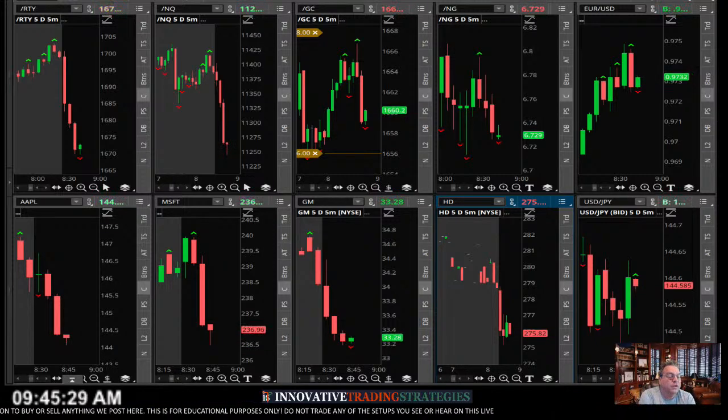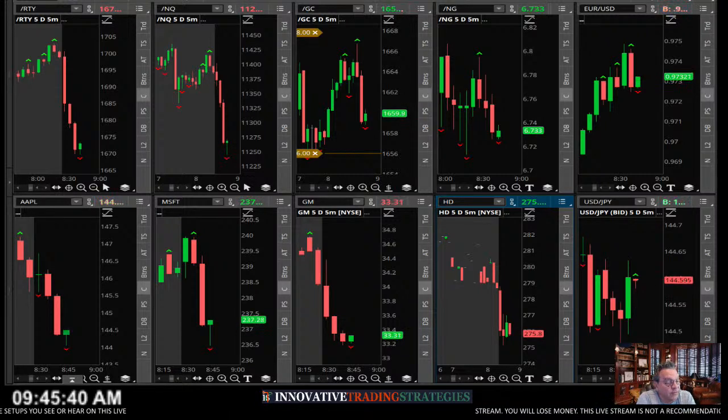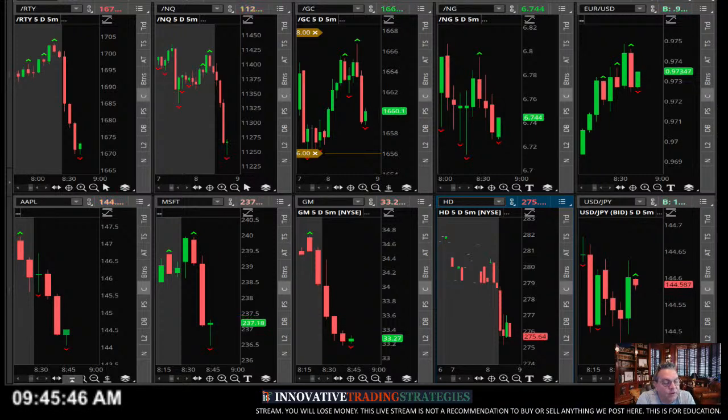All right, looks like Home Depot may pull down, so let's get a target on this pullback. Could see it come down to 275.40. Just put a little note in there, 275.40.